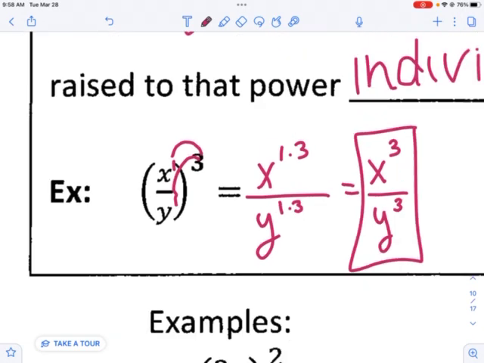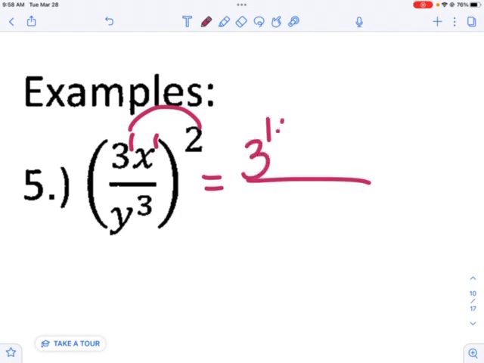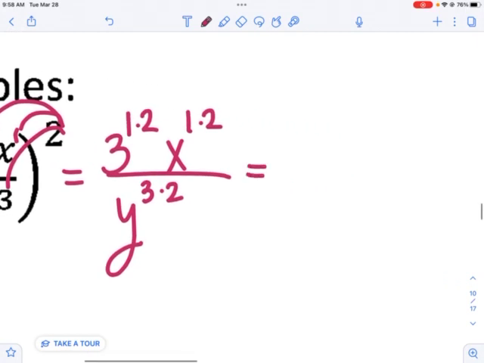Okay? Let's look at some examples. I'm going to always go in there and I'm going to put my imaginary 1s. Now notice my y already has a 3, so I'll leave it there. And I'm going to think distribute. So I should have 3 to the 1 times 2 times x to the 1 times 2 over y to the 3 times 2. I can go ahead and say, well, that's 3 squared times x squared over y to the 6th.